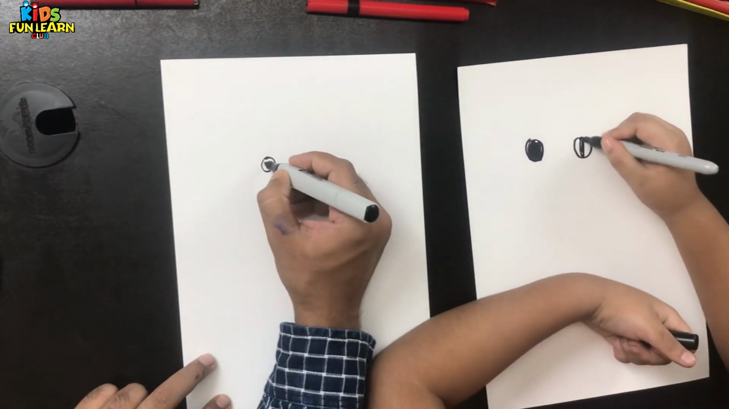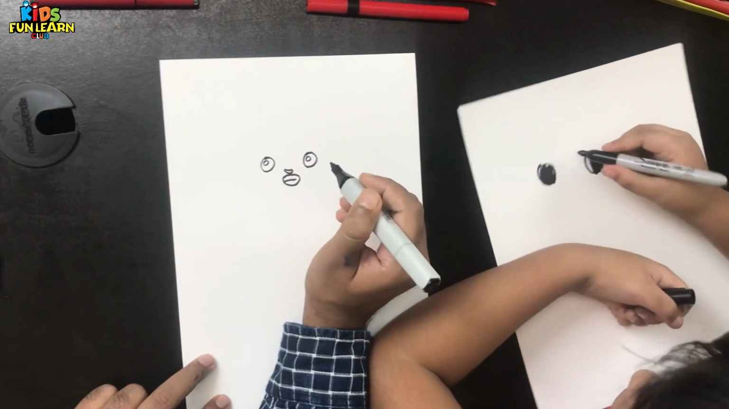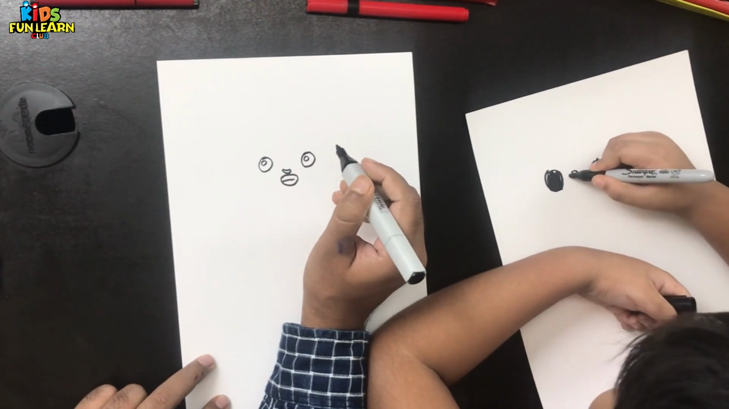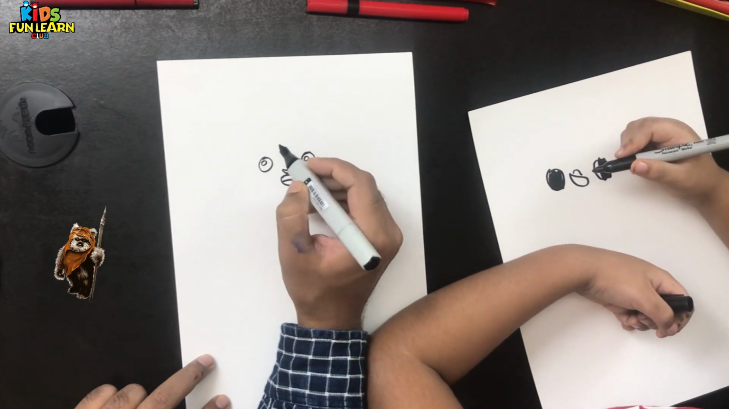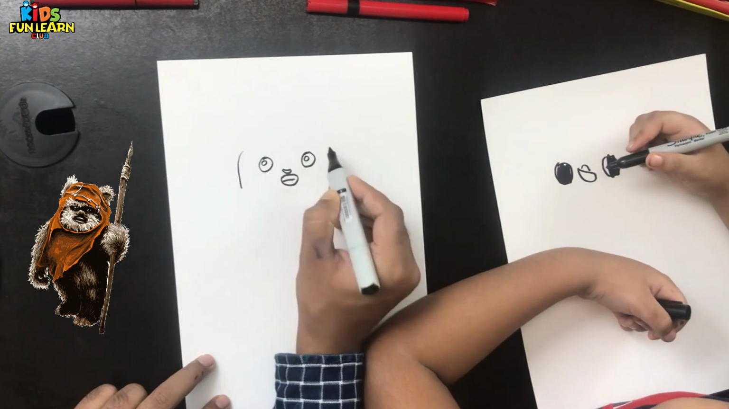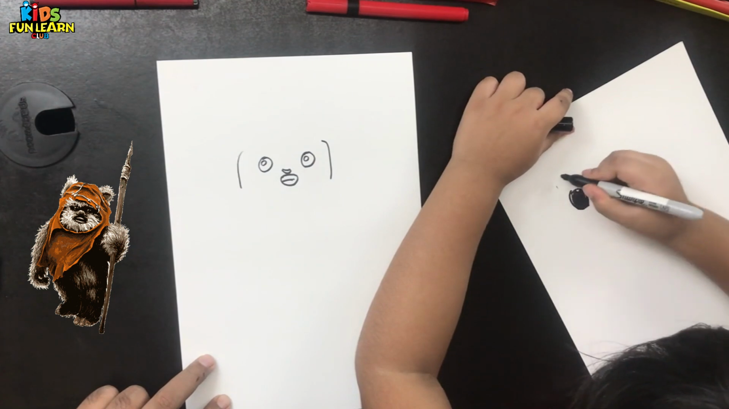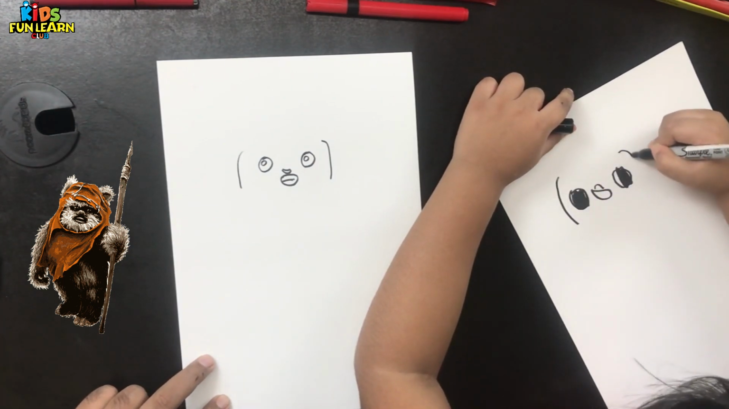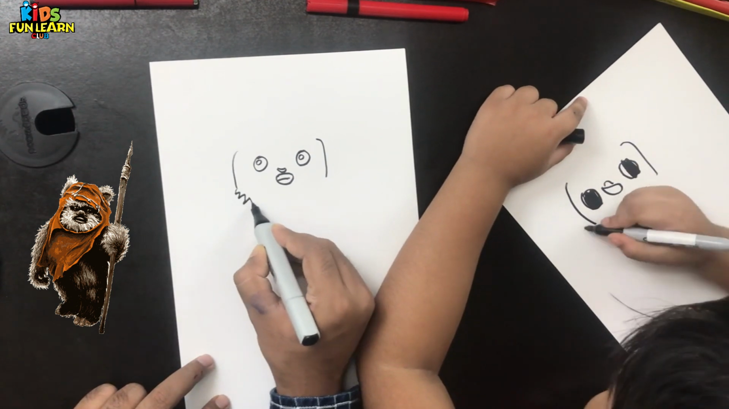Okay. And now what do we do? It's going to look a little bit like a bear. Now the face. See the face, how will the face be? Two straight lines on the left and right. And now we make the hairy body.